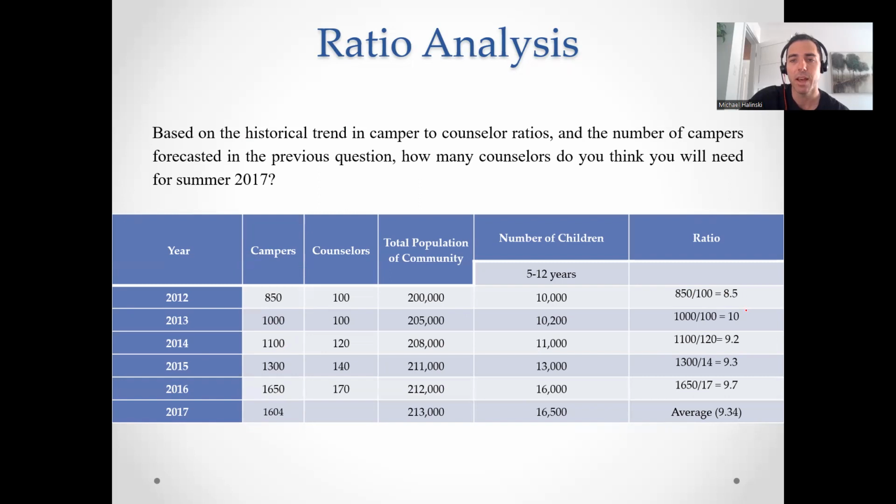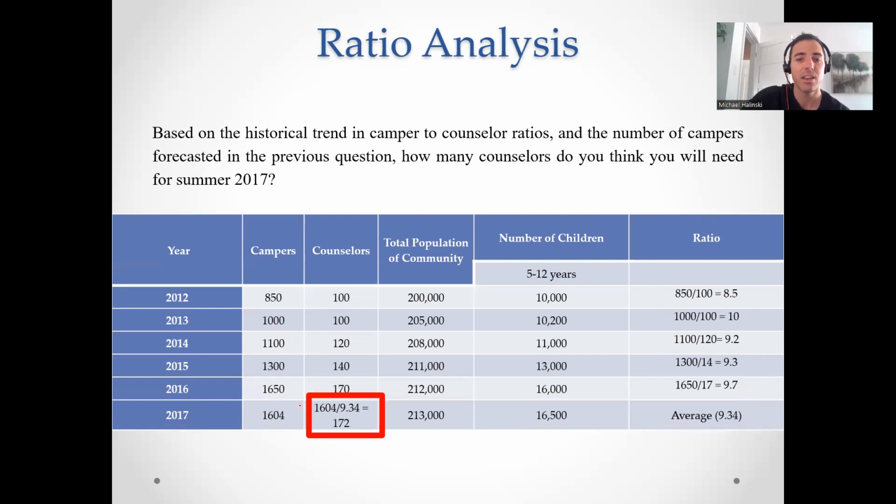If you go down again, in this case, we did not calculate the percentages. We're just calculating the numbers, so you don't have to do the percentage sign. 850 divided by 100 is 8.5. You do all of this, add them up, divide by 5, gives you 9.34. In this case, when we're calculating this final counselor number, it's a division sign. Again, you're probably like, well, what the heck? Why is it a division sign? Last time was a multiplication sign.